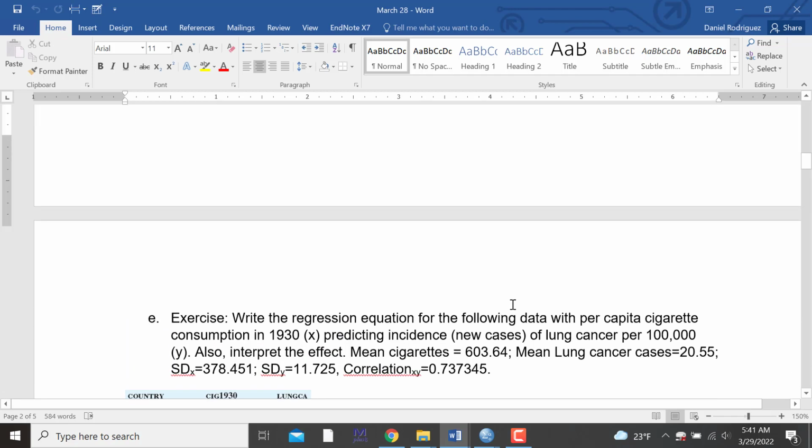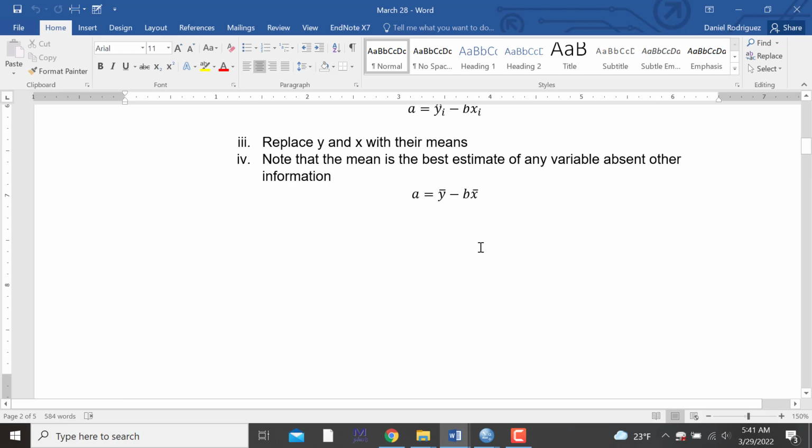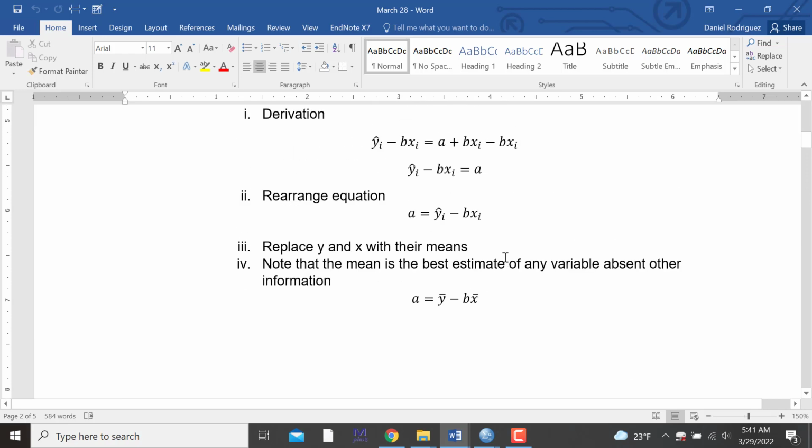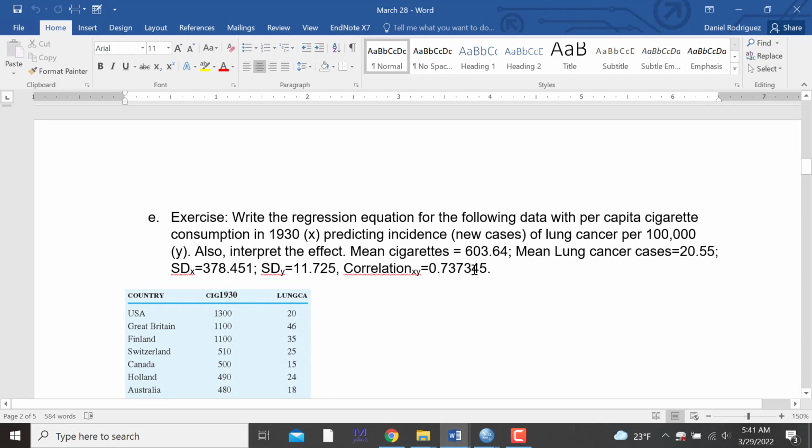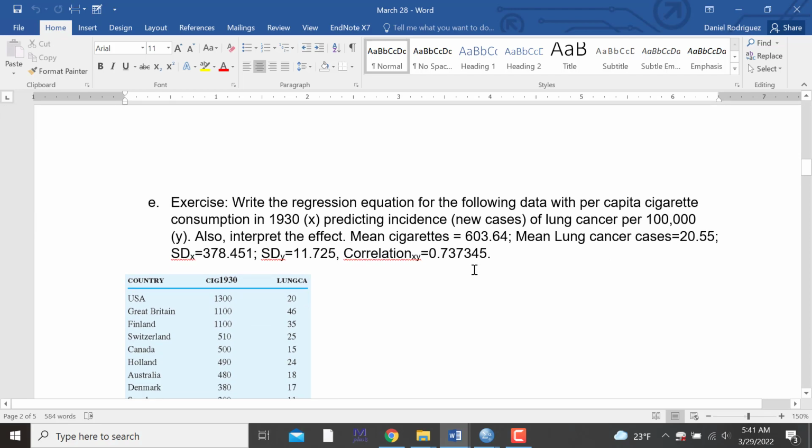All right, let's go ahead and do one for example. So we come up here with, if we get the Y, we get the A and the B, we can create the equation. That's all I wanted to say there. So here's an example. Write a regression equation for the following data with per capita consumption, cigarette consumption in 1930, predicting incidence, new cases of lung cancer per 100,000. Also interpret the effect. Means, so you get these data.